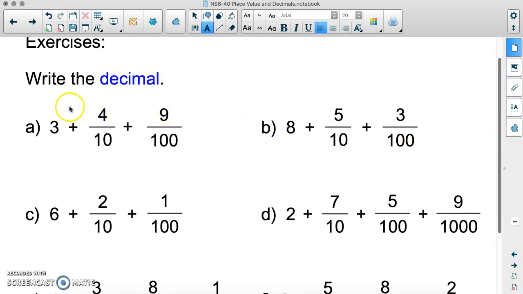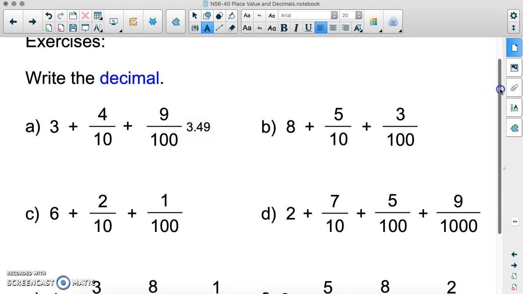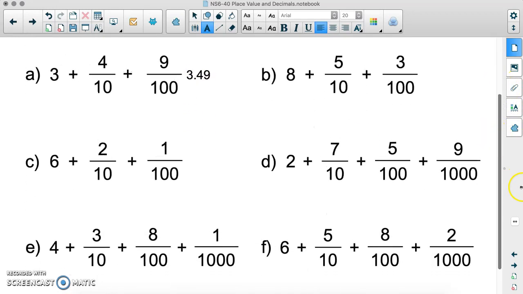You're going to write the decimal out, taking a look at the whole number out in front. Let's do A together. We have 3 wholes, so that's going to be our ones number. Then after the decimal, we have 4/10ths, 9/100ths. The 4 is in the tenths column, the 9 is in the hundredths column. So this would be written as 3.49. I want you to do B to F on your whiteboard, and then you're going to resume your screencast.